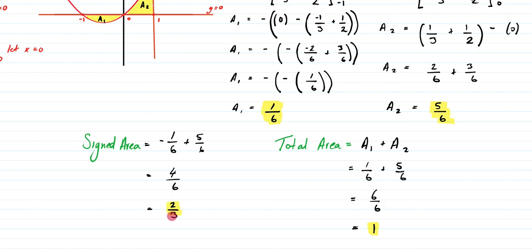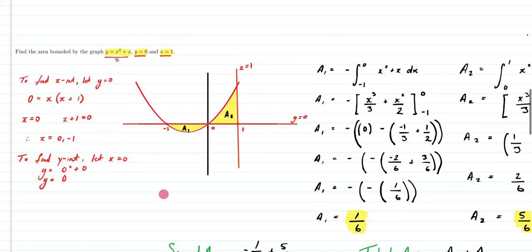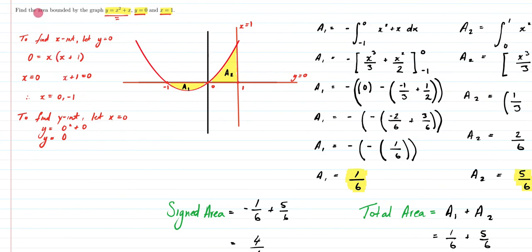But by the wording of the question, it was not asking for the signed area. It just asked us to find the area bounded by the graph. So that means what it was asking for was the total area. And with that, I will bring this question to a close.